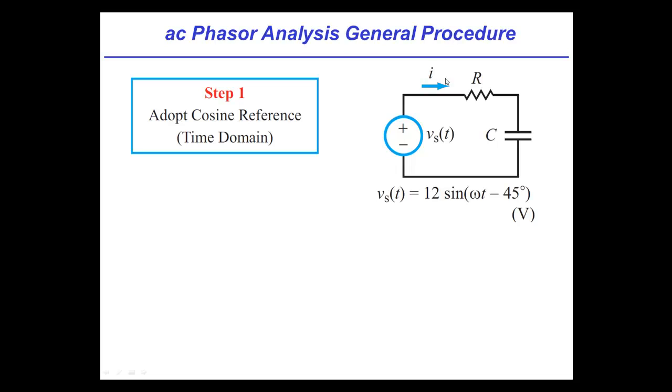Yeah, in a minute we're going to solve for this current I. We're told the source Vs in the time domain looks like 12 sine omega t minus 45 degrees. Now we don't want to keep it in a sine, because if we don't flip it to cosine, we're going to get a bunch of 90-degree phase shift errors.